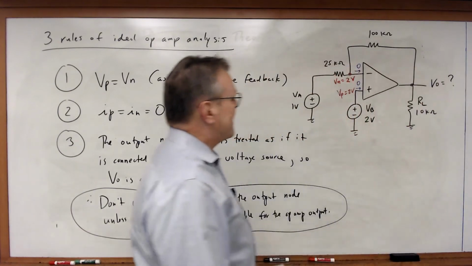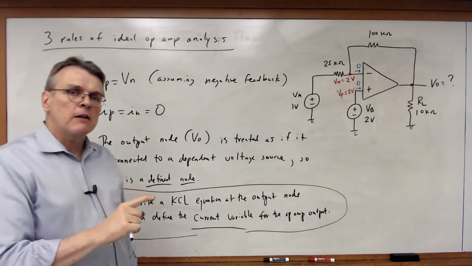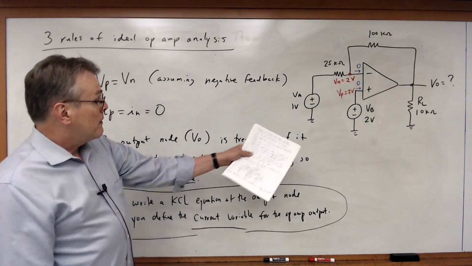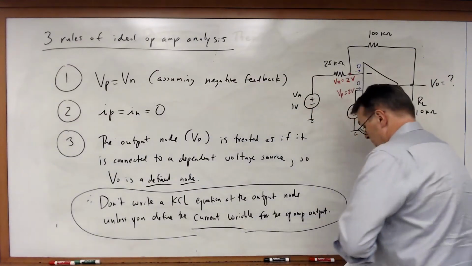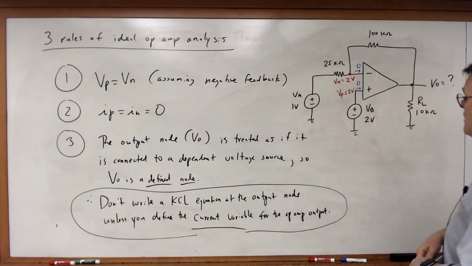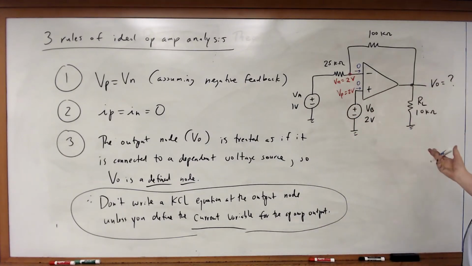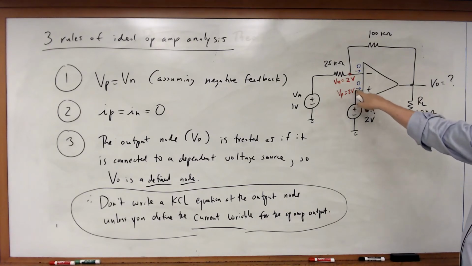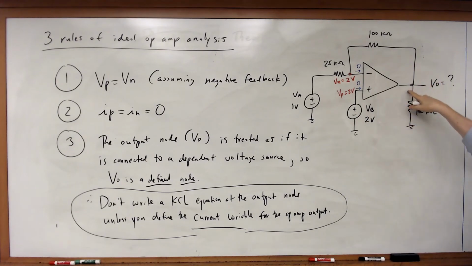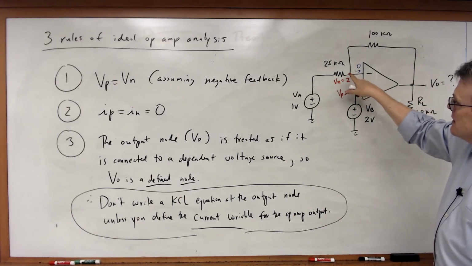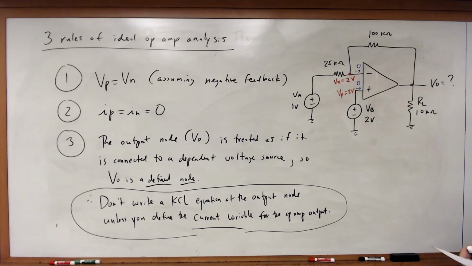Now let's go through and write any KCL equation we can for this circuit, making sure we do not violate Rule 3. So, looking at this, what nodes do I have? Well, this node, of course, is defined by the voltage source. I don't need to write a KCL for that. The output node is defined because we're assuming the output of an op-amp is connected through a dependent voltage source. Don't need to worry about that. I can certainly write a KCL equation at the inverting node, however. So let's do that.